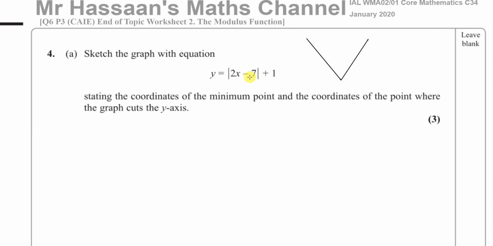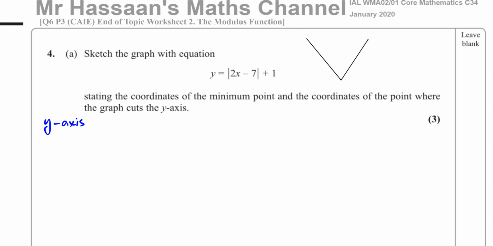In front of the modulus sign there's no negative, therefore it's going to be an upright V. It's going to have that type of shape, so that should be in our mind. The other thing we should think about is how to find where it crosses the two axes. In this case, they only ask us to find the minimum point and where it crosses the y-axis. So let's first think about where it would cross the y-axis.